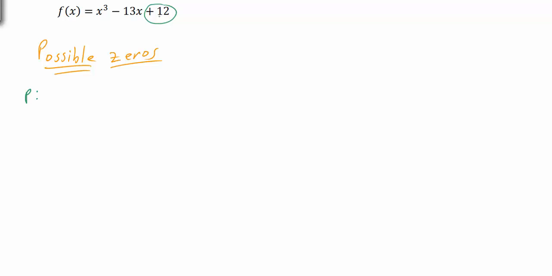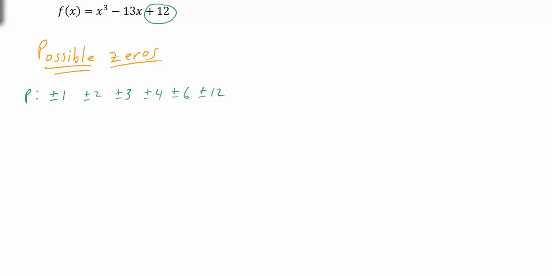What are all the factors of 12? Well, that would be plus or minus 1, plus or minus 2, plus or minus 3, plus or minus 4, plus or minus 6, and plus or minus 12. So these are all the possible numbers that will divide evenly into 12: 1, 2, 3, 4, 6, and 12. And of course, they could be positive or negative.